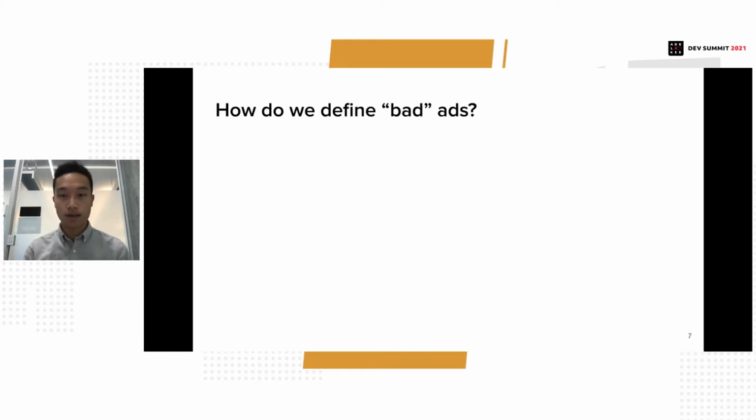So how do we define bad ads? This is an inherently subjective exercise, and it really depends on the values of the person making the judgment. So with that in mind, we've tried 2 different approaches.